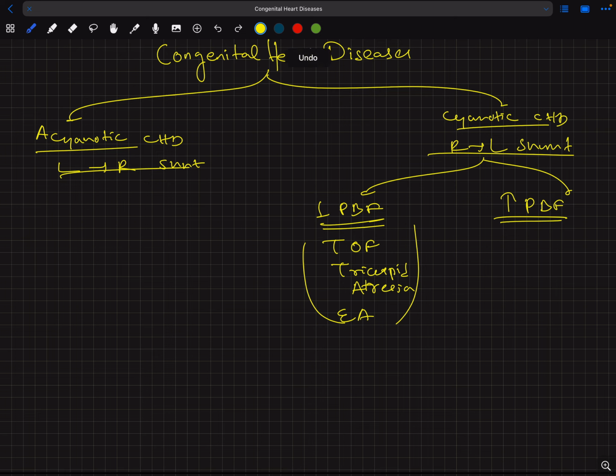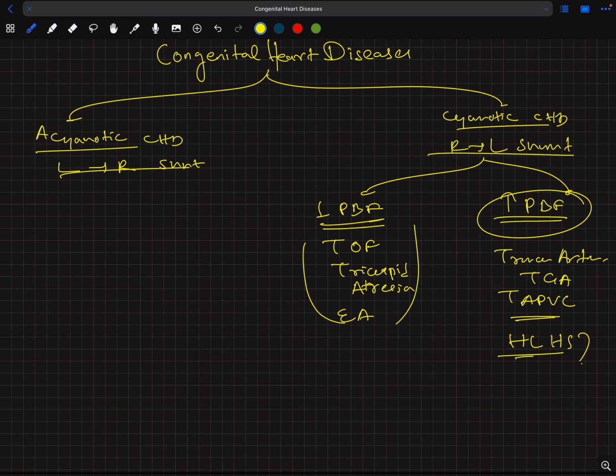So these three are cyanotic congenital heart diseases in which there is decreased pulmonary blood flow. In the other type of cyanotic congenital heart disease there is increased pulmonary blood flow. Those are, first, truncus arteriosus, then transposition of great arteries, then total anomalous pulmonary venous connection, TAPVC. Another is HLHS. What is this? HLHS is hypoplastic left heart syndrome. So in these four congenital heart diseases there is increased pulmonary blood flow, and in these three cyanotic congenital heart diseases there is decreased pulmonary blood flow.